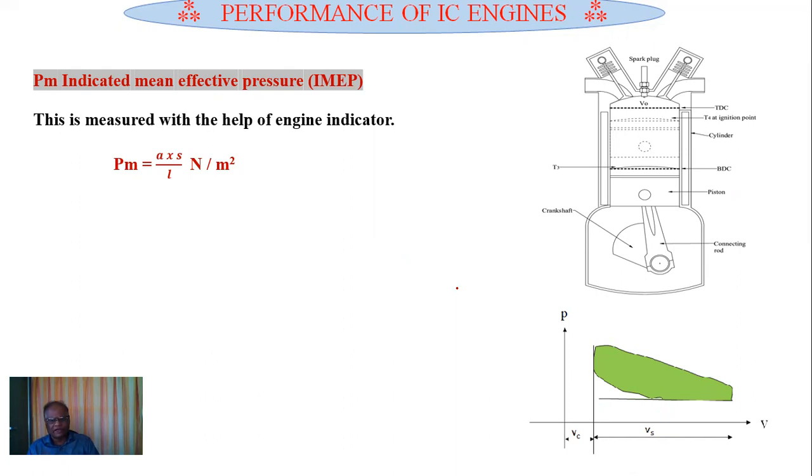What is an indicator? How is it provided to the engine? In the same manner as the valves are provided, one more hole will be drilled in the engine cylinder head. This hole is perfectly finished and it holds a spring-loaded ball valve. Inside, a spring is provided and a ball is provided. On the outside, a scriber will be provided like this.